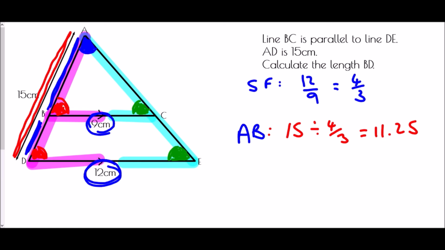So how do I work out what DB is? Well, DB is the remainder of that line, and therefore DB would be 15 take away 11.25. 15 take away 11.25 is 3.75 centimetres.